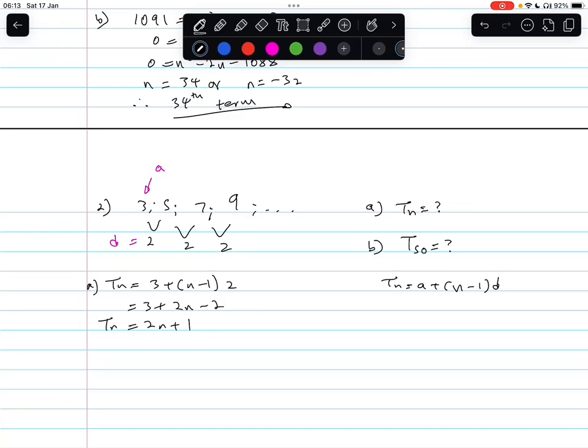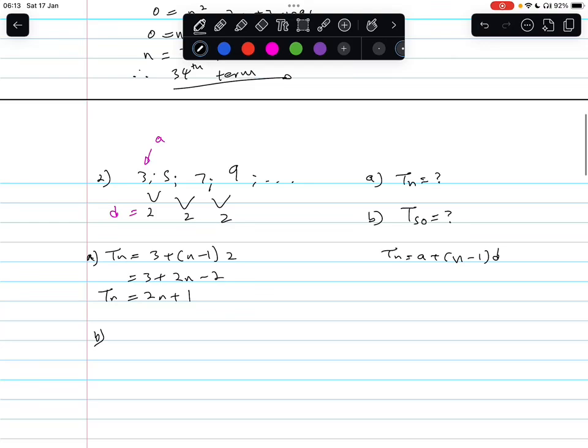That's for A. And for question B, term 50, we just substitute. Where we see n, we put 50, so 2(50) plus 1. That's 101. And then we are done.